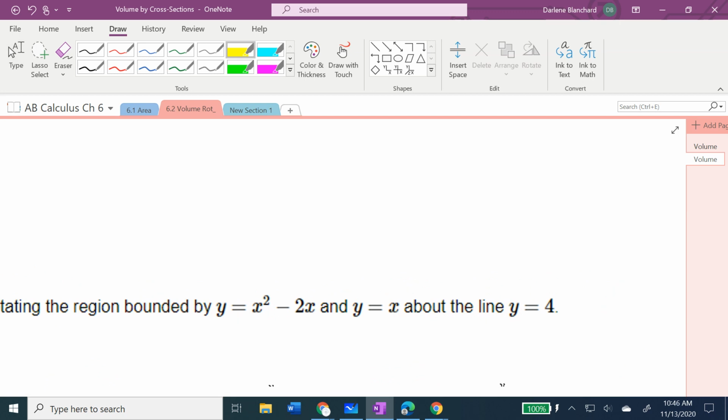Region bounded by these two graphs, but this time it's going to rotate about y equals 4. And I want to emphasize again to you that you need to be able to draw these graphs by hand and find their intersections by hand.